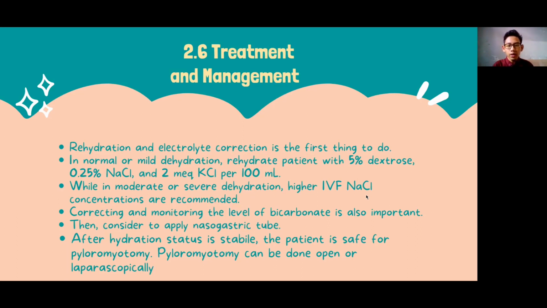Meanwhile, in moderate or severe dehydration, we recommend intravenous fluid with a higher sodium chloride concentration. Then we should not forget to correct and monitor the level of bicarbonate. We can then consider applying a nasogastric tube to the patient. After a good hydration status has developed, the patient is good to go for the pyloromyotomy, which can be done open or laparoscopically.